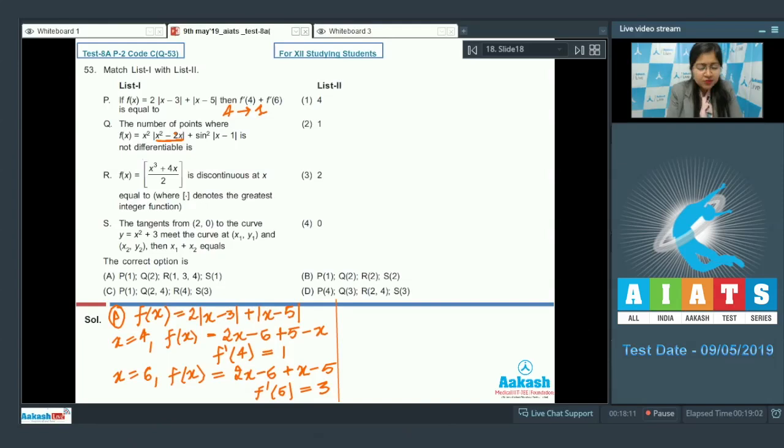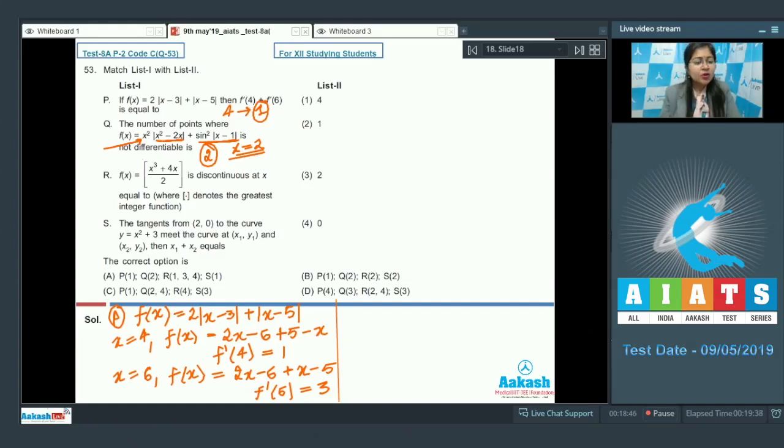Here we have to check at 0 and 2. Now it can be seen that 0 is a repeated root, so no need to check at x equal to 0, and x equal to 2 is a point of non-differentiability. Now here for sine square mod x minus 1, we know that sine square t is always differentiable, so it is differentiable at x equal to 1. So only one point is there, that is x equal to 2, where the function is not differentiable. So number of points is 1, which means that answer is option number 2.